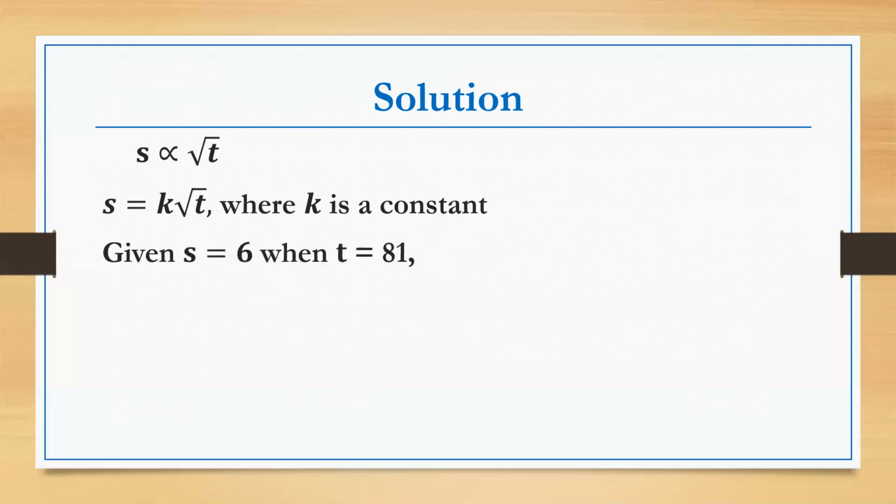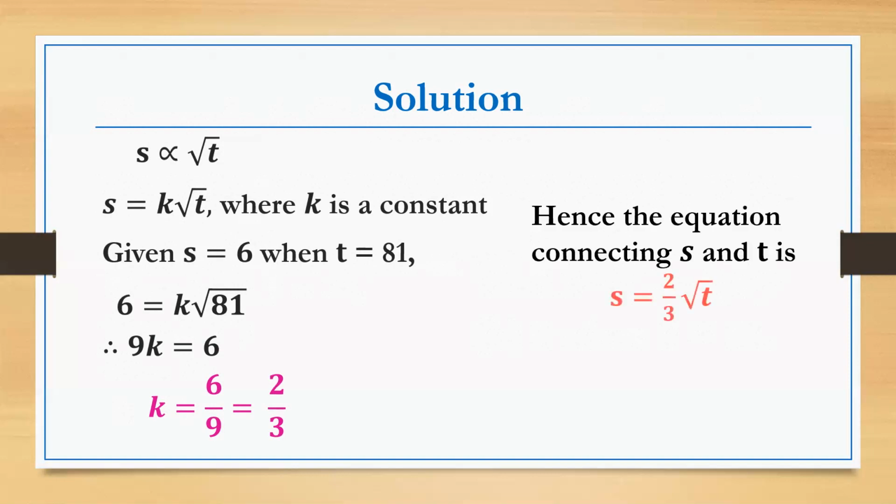Now, given s equal to 6 when t equal to 81, I will replace these values to find k. I get 6 equal to k times square root of 81, which is 9k equal to 6. Remember, square root of 81 is 9. So k will be equal to 6 over 9. Reduced to lowest terms, I will get 2/3. So k is 2/3. Now the equation connecting s and t is s equal to 2/3 square root of t.